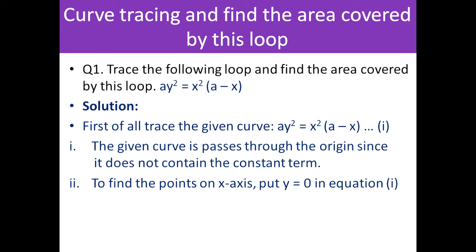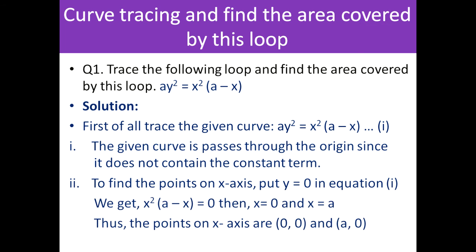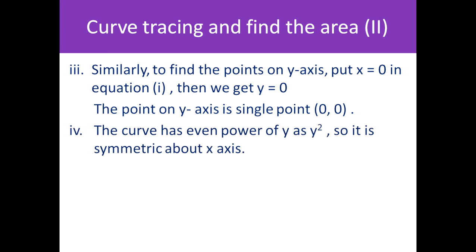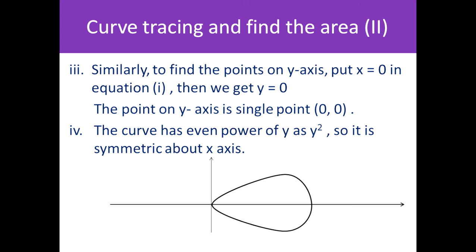The points on the x-axis, by putting y equal to 0, we get two points, (0, 0) and (a, 0). Similarly, for the point on the y-axis, we get a single point (0, 0). The curve has even power of y, as y squared, so it is symmetrical about the x-axis, and the curve becomes this. The loop is the closed curve starting from the single point and returning back to the origin. It is symmetrical, so the initial curve looks like this.